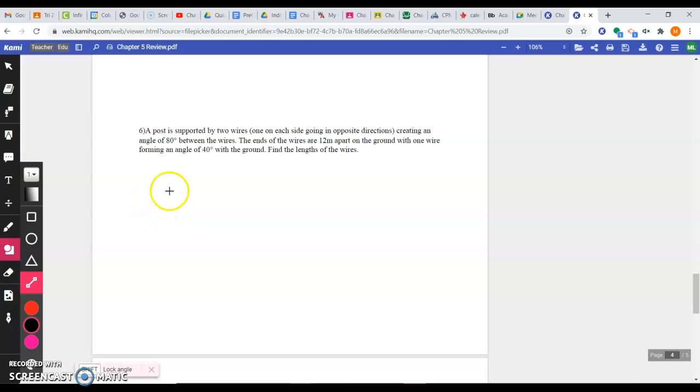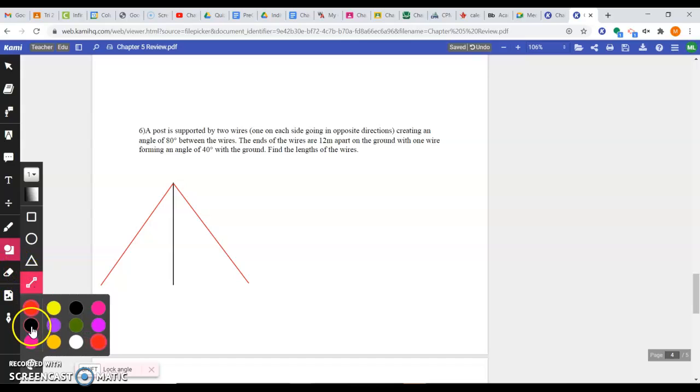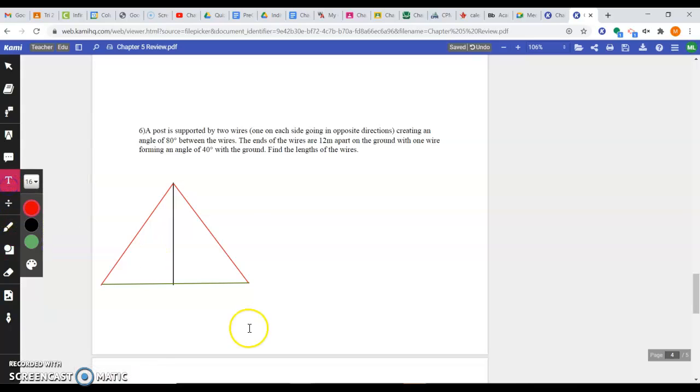So let's draw this out. We have the post here. We have these wires that I'm going to put in red coming off of it. One wire goes one direction this way, and the other wire goes the other direction this way. Let's put the ground in here. We'll make it green like it's grass or something. And I know that from this point to this point is 12 meters.